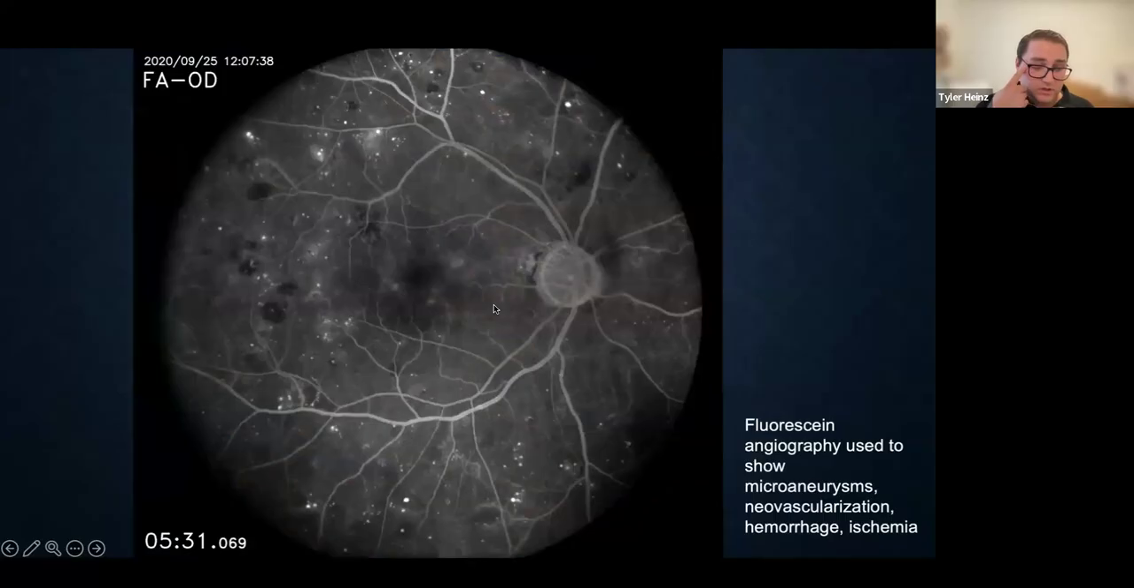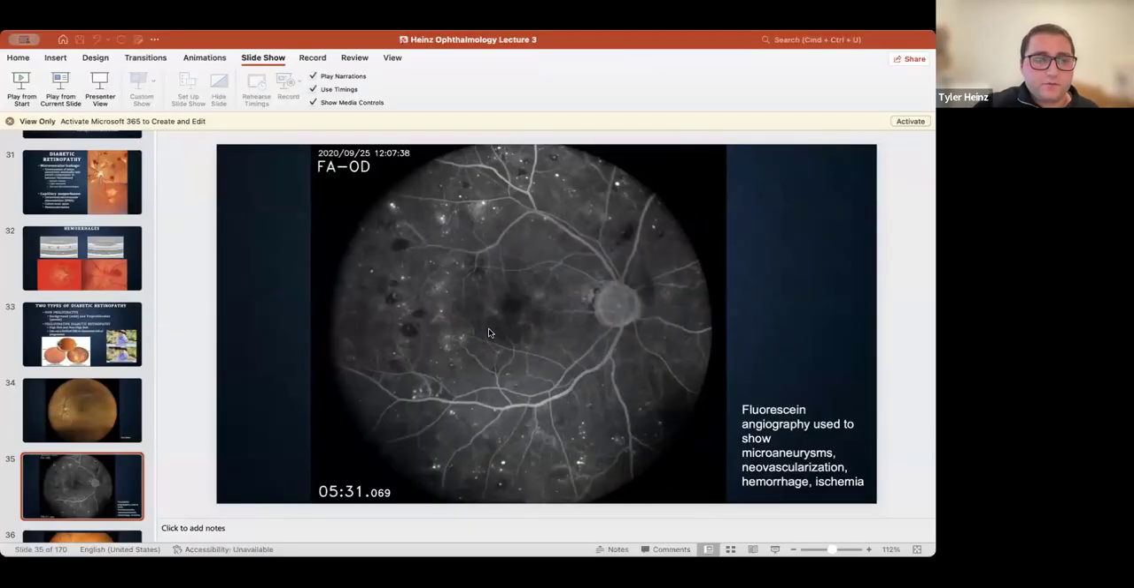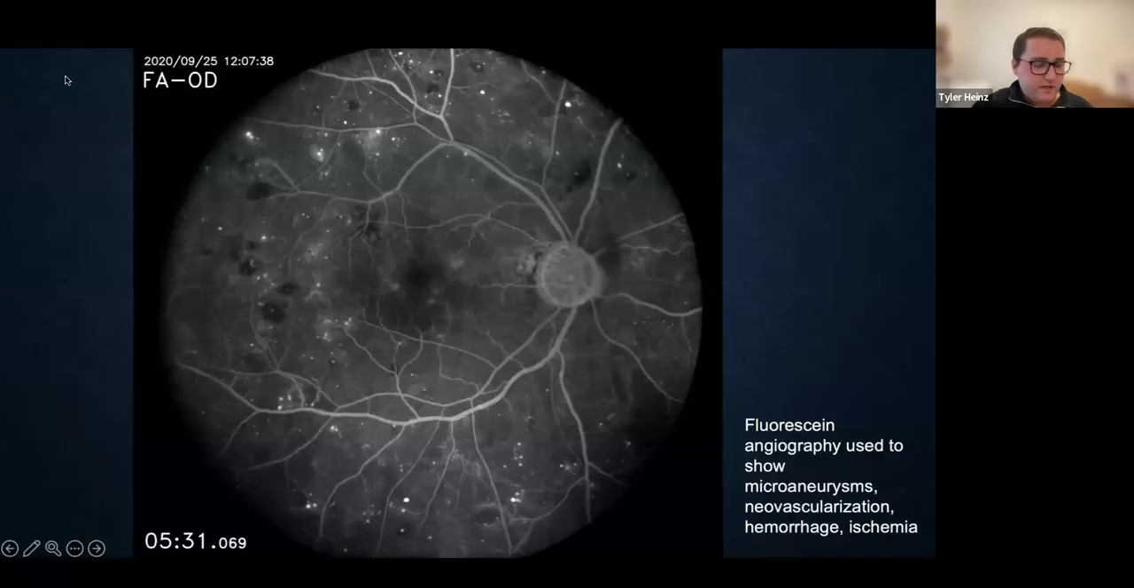Okay. Now, moving on, this is slide 35. Just checking, yep, 35. Just making sure I'm on track with my notes. So this is a fluorescein angiography. We have a dye that can go into the eye to give us a better picture of what's going on back there. Now, this fluorescein angiography, the dye is showing us microaneurysms, neovascularization, hemorrhage, ischemia. So I'll go through all of them with you.